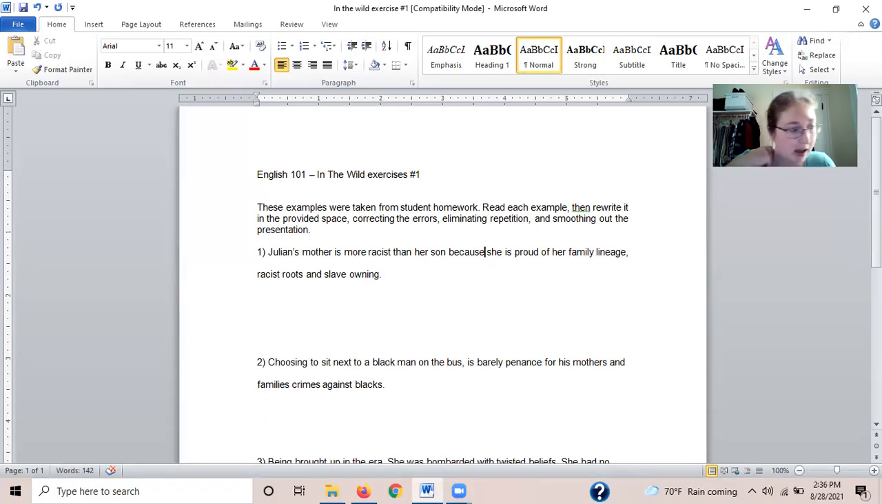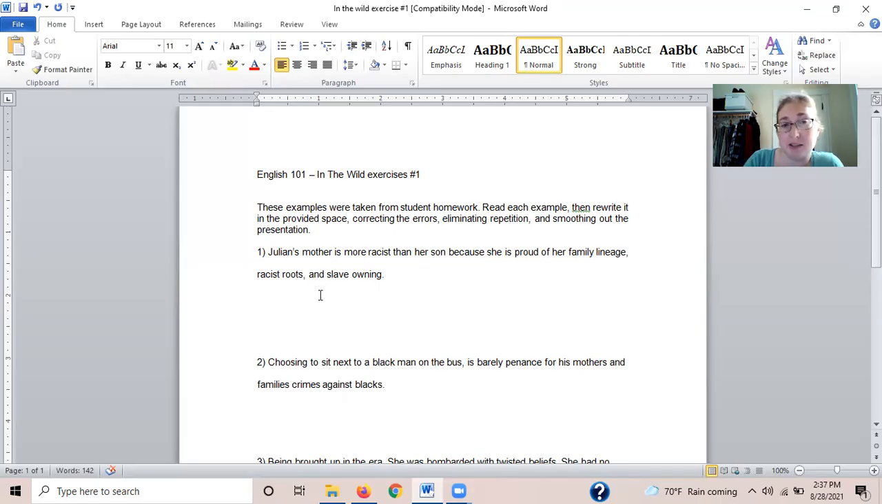Okay, now I have her family lineage, comma, racist roots, and slave owning. Whenever we have a list of items, more than two, you're going to use the Oxford comma. That simply means you're going to have a comma after each item other than the last one. Julian's mother is more racist than her son because she is proud of her family lineage, racist roots, and slave owning.